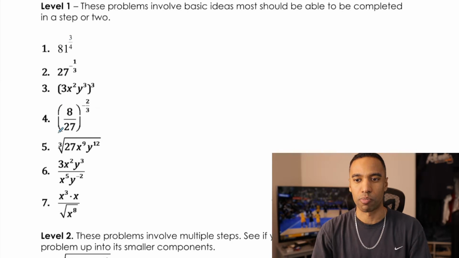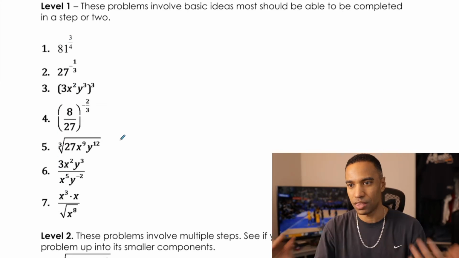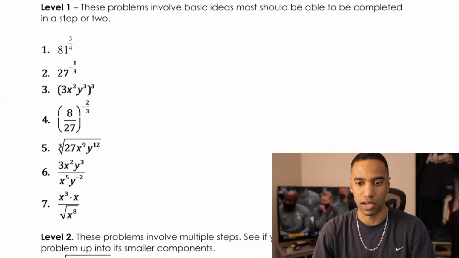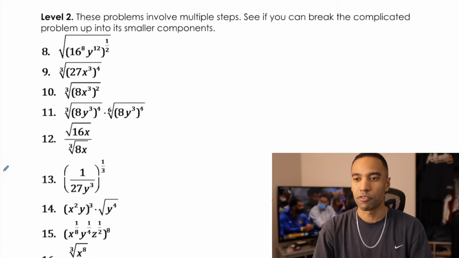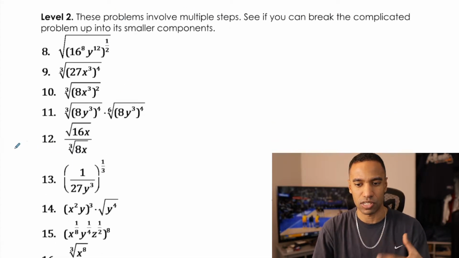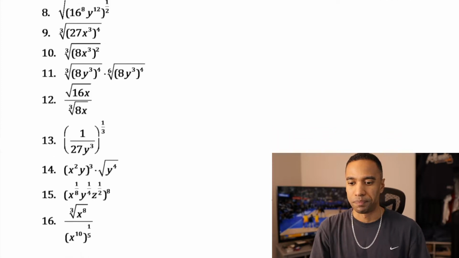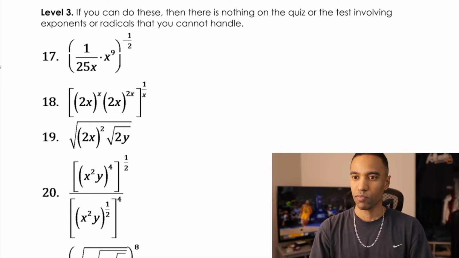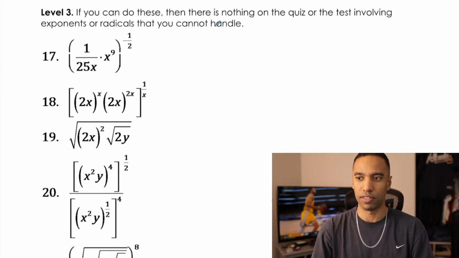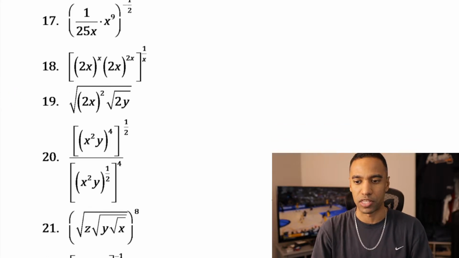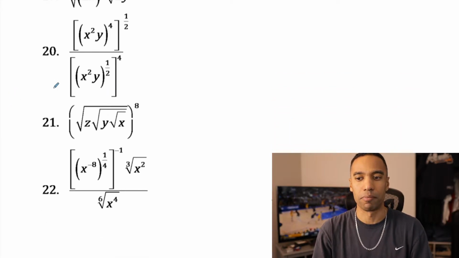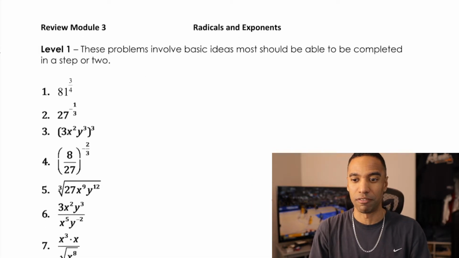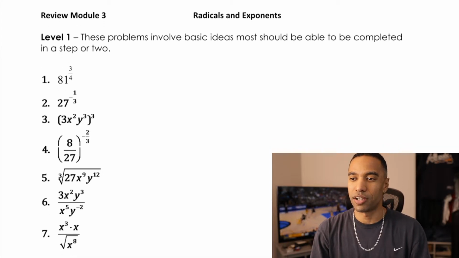All right, so there are level 1 problems right here, numbers 1 through 7. These problems involve basic ideas. Most should be able to be completed in a step or 2, depending on the properties that you use and how much you need to write out. Level 2 problems involve multiple steps. You can see that there's just a little more complexity to them. And then level 3 on this next page here. Whoa. If you could do these, there's nothing on the quiz or test that you cannot handle. We can make things a lot more difficult. But actually, some of these problems are relatively easy in comparison. They could be level 2, in some cases level 1. So let's go ahead and get started on these guys.